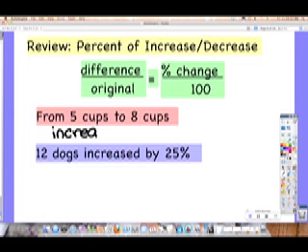Okay, the red box. Does anybody know how to set this one up? Look at the proportion up at the top. Jack, what do you want to do to set this one up? Wouldn't you put 8 over 5 equals x over 100? 8 over 5 equals x over 100. What do you guys think about that one?